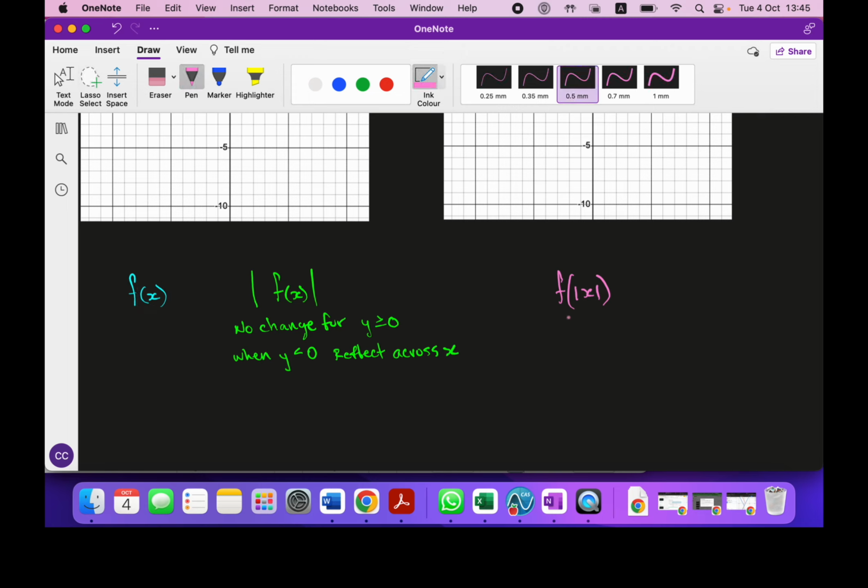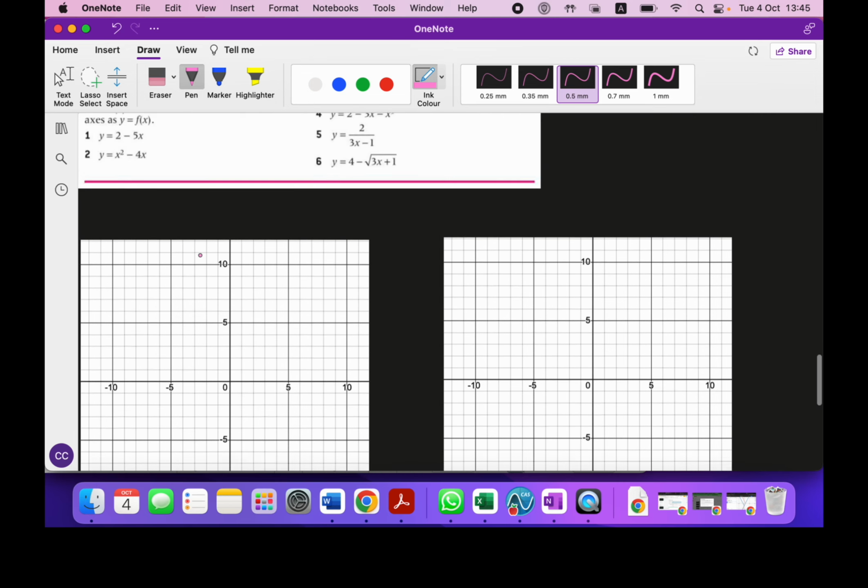And then when we're taking the absolute value of the x, what's going to happen is there's no change when x is greater than or equal to 0. When x is less than 0, we reflect across y. Now, that's going to be the interesting bit, but let's just look at these each first for this first function.